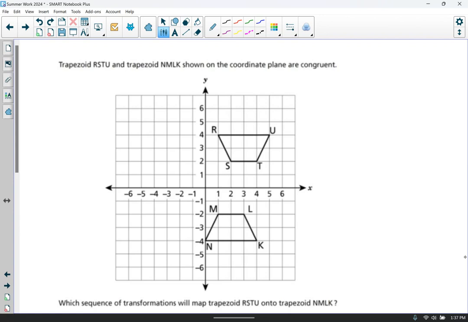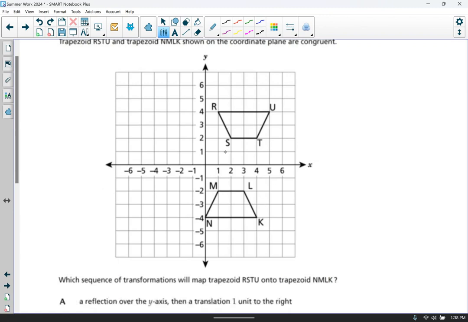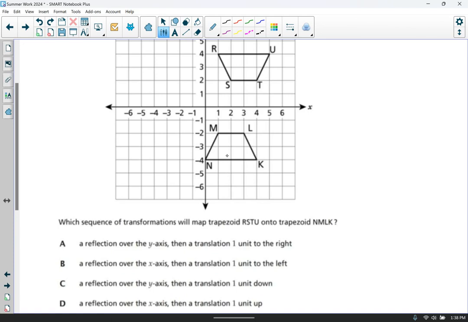Here we're given trapezoid RSTU and trapezoid NMLK on the coordinate plane. We're told they're congruent, and we can clearly see that. Which sequence of transformations will map trapezoid RSTU onto trapezoid NMLK? That implies that RSTU is the pre-image and NMLK is the image. If I look at that on the graph, something I can see pretty clearly is that there was a reflection over the x-axis. It clearly flipped over the x-axis.